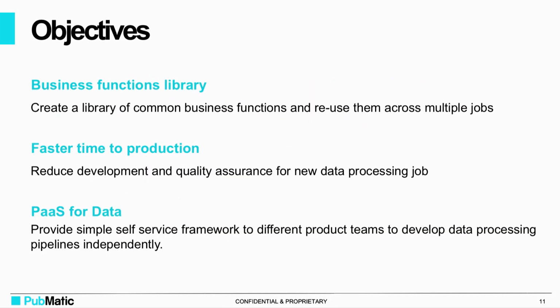So these were the objectives. We wanted to create a library of common functions, so our common business logic, common functions. We wanted a way to register them to reuse them across the jobs. We wanted to have faster time to production. So we wanted to make sure we spend the least amount of time doing quality assurance, accuracy checks, etc. And then PaaS for big data. So this was another big initiative. We wanted teams to have flexibility and tools to develop their own jobs.